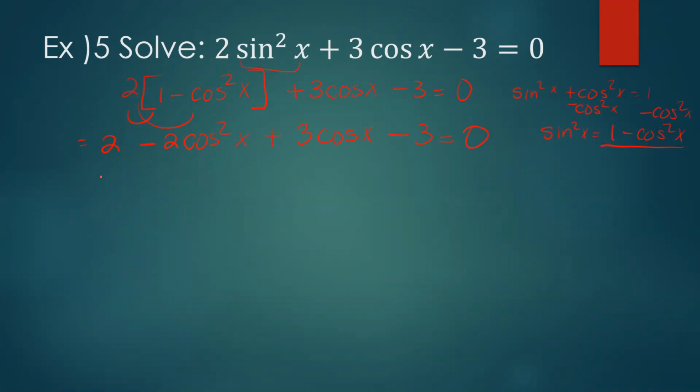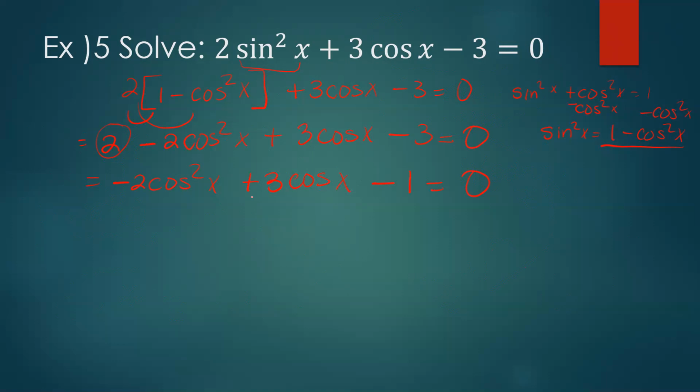And then just combine like terms. So I'm going to put the negative 2 cosine square first, and then the 2, and then you have the plus 3 cosine of x, and then you have the 2 and the negative 3, which is negative 1, equals to 0.